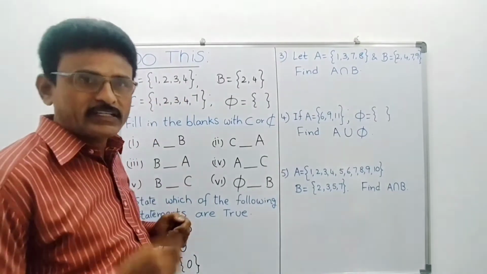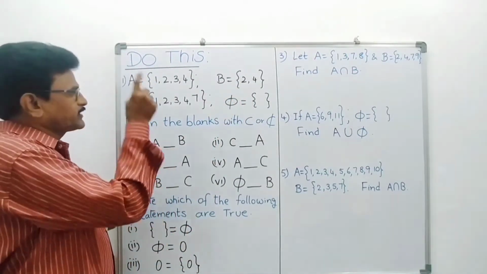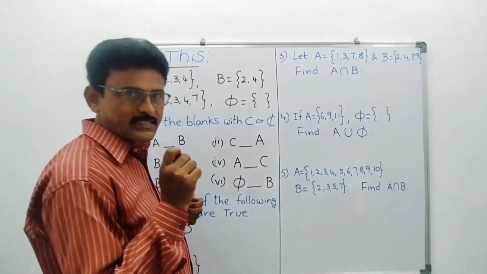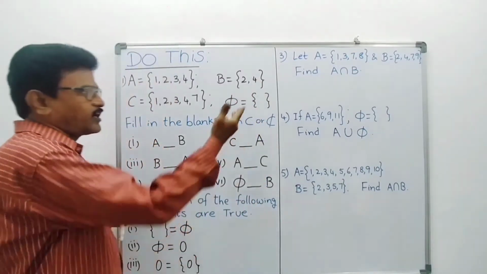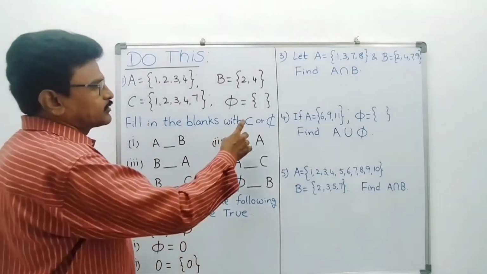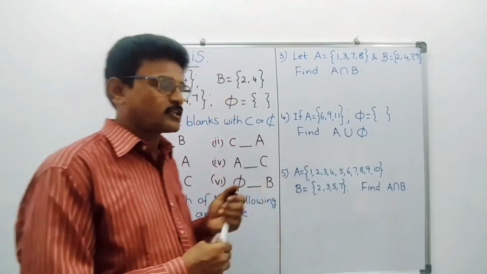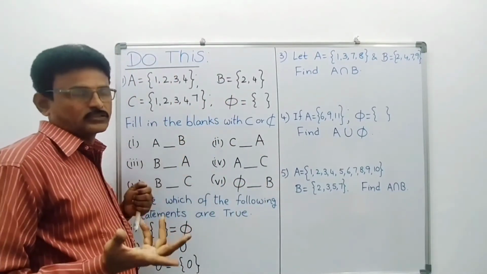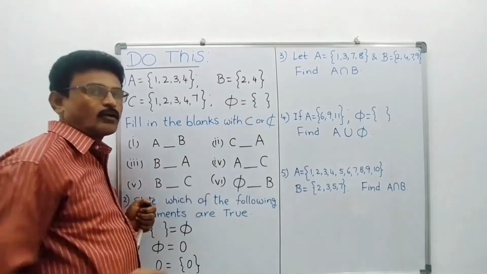Now 1, 2, 3, 4 in set A, 2, 4 elements in set B. See, C has the elements 1, 2, 3, 4, 7. Now phi, we know phi means null set or empty set, also said to be void set. There are no elements in that. Now fill in the blanks with the suitable subset or not subset. We have to check whether the first set is a subset of the second set or not. If it is a subset, we put the subset symbol, or else not subset.